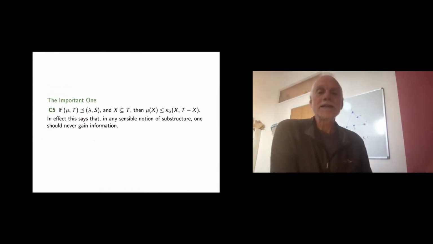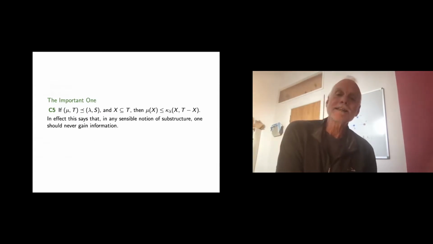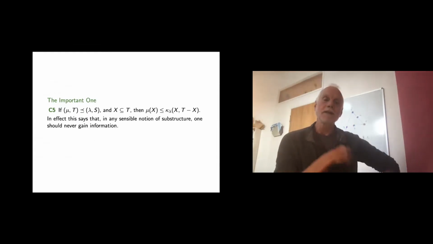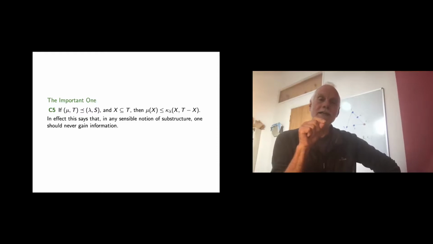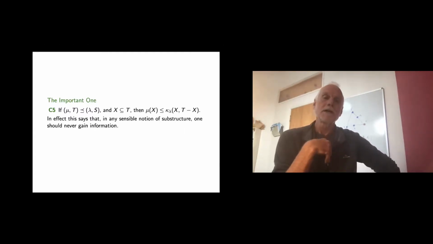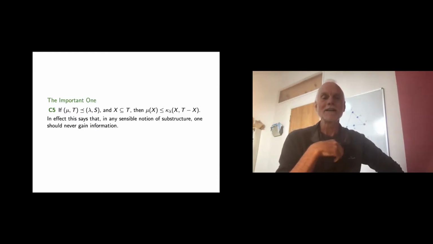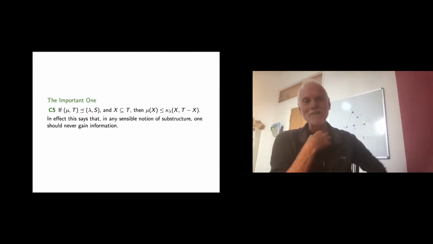I've repeated that again. Even if you didn't digest it, what that is saying is that in a sensible notion of substructure, one should never gain information. You should never gain connectivity when you move to a substructure. In general, if you tell me that you've got a substructure of some object, but somehow there's more information in your substructure than there was in the original, I'd say go home and come up with a different notion of substructure.